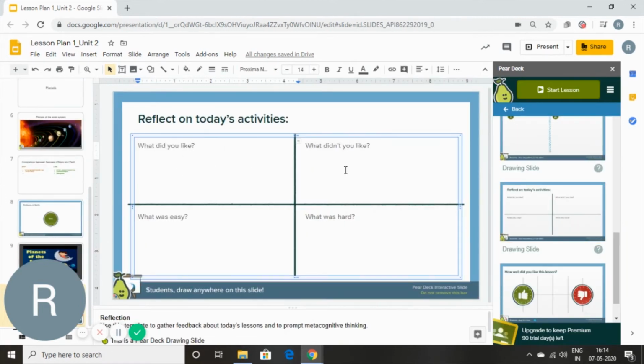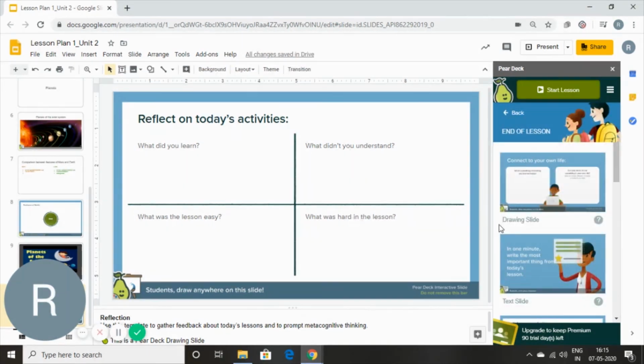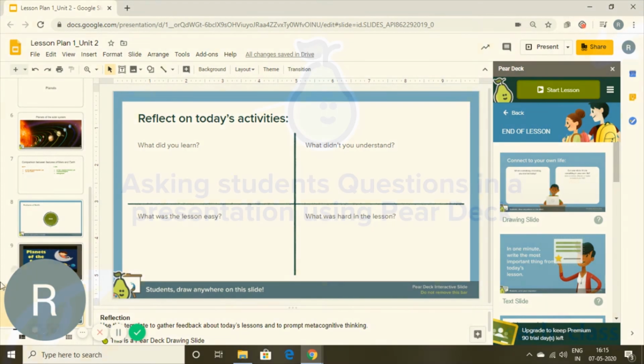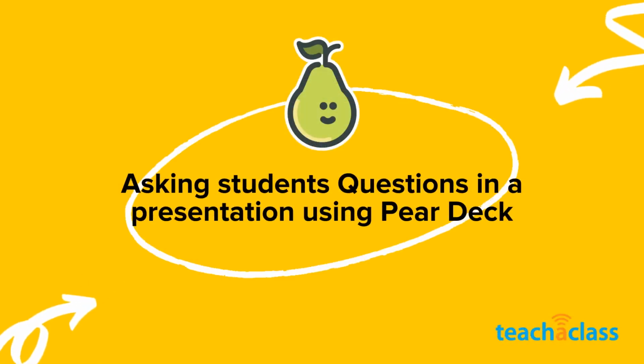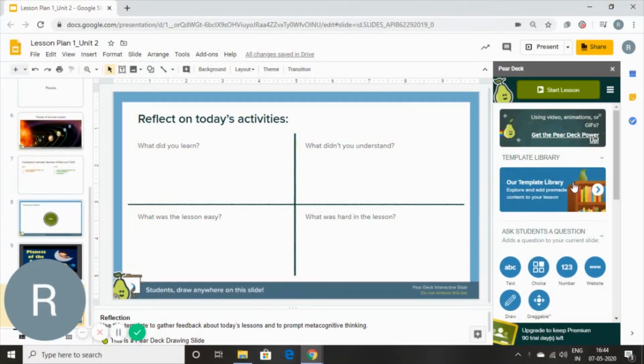What did you like? What didn't you like? What was easy? You can always change this to what did you learn? What didn't you understand? Was the lesson easy? What was difficult or hard? You can always change it according to the lesson. We have seen the template library.